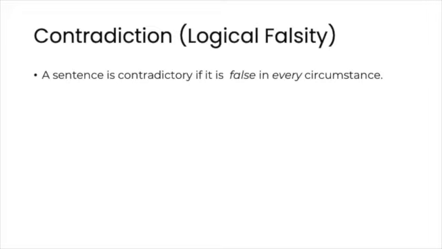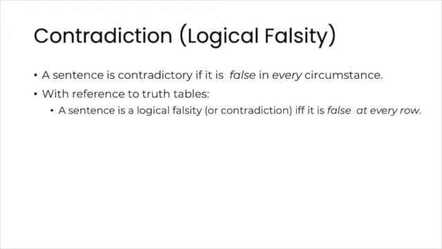Since we have the property of logical truth, we shouldn't be surprised that we also have the property of logical falsity, also called contradiction. As you can imagine, contradictory sentences, logical falsities, are the exact opposite of tautologies. A sentence is contradictory if it is false in every circumstance. And in a truth table, a contradiction reveals itself by being false at every row.